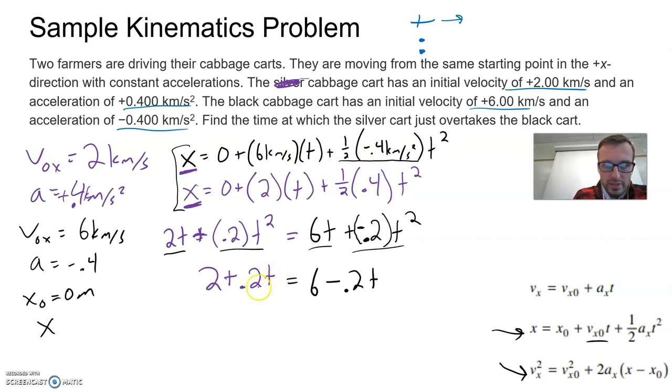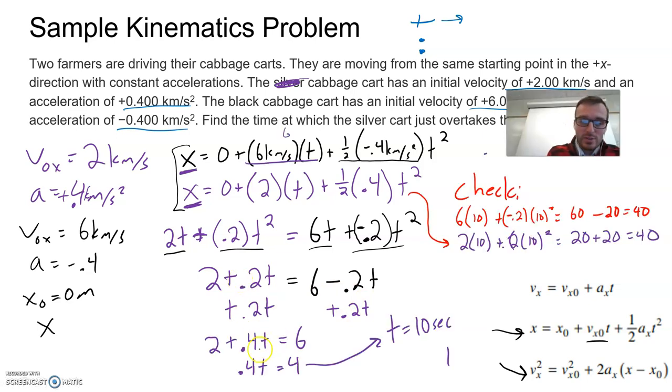We have 0.2 and negative 0.2, so I can do it either way. It doesn't matter which direction I go. I'm going to try to not have negative time, so the strategy is to add 0.2t to both sides. It equals 0.4, and that's why t has to be equal to 10 seconds.